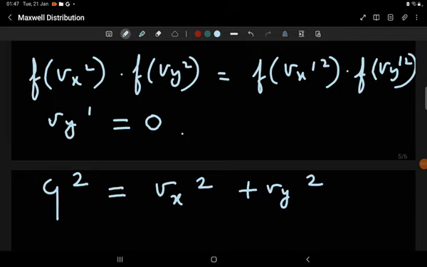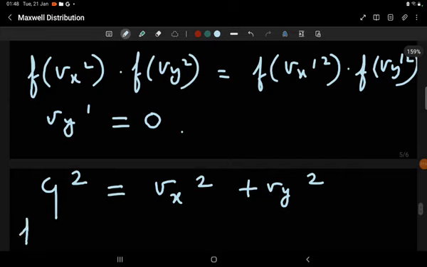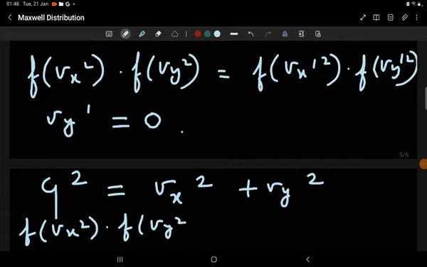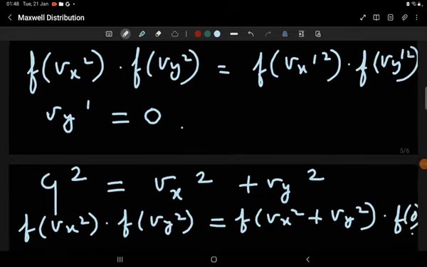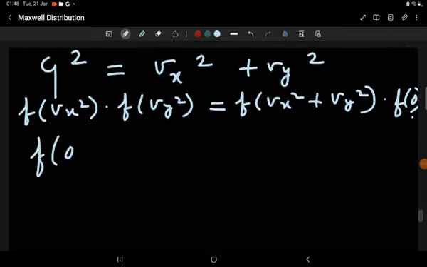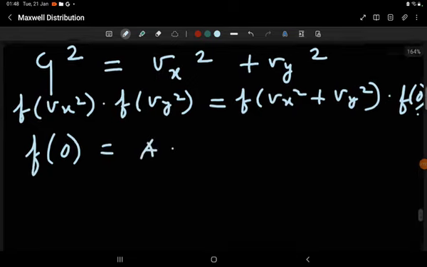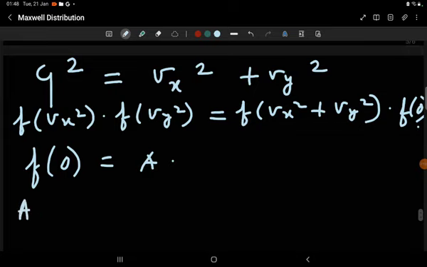Since we took that to be 0, the final equation stands out as f of vx squared into f of vy squared is equal to f of vx squared plus vy squared times f0. This f0 is actually a constant quantity. Let's call f0 equal to a. So f0 was taken to be a, and now what we had to solve was this equation.